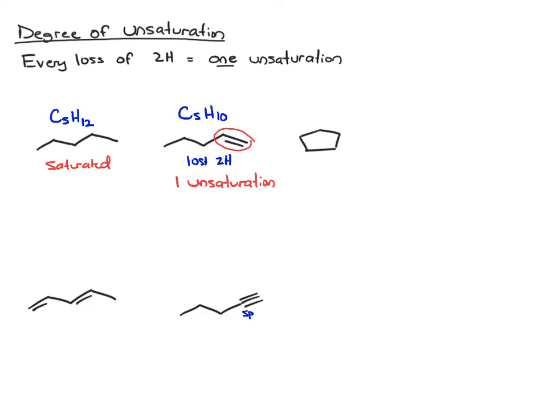Likewise, if we move to the ring structure, we have our 5 carbons. Every carbon in the ring has 2 hydrogen. The formula is also C5H10. So this lost 2 hydrogen relative to the saturated formula. So this has 1 unsaturation.